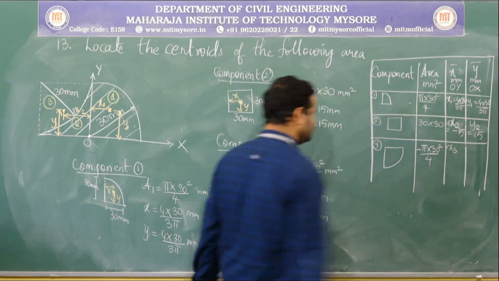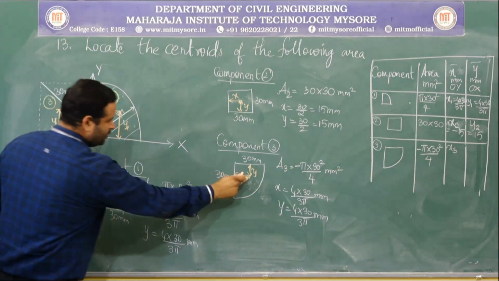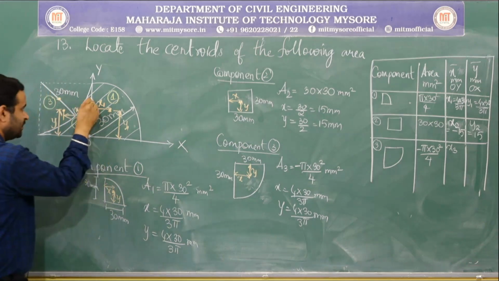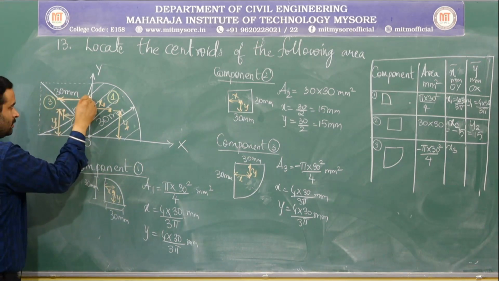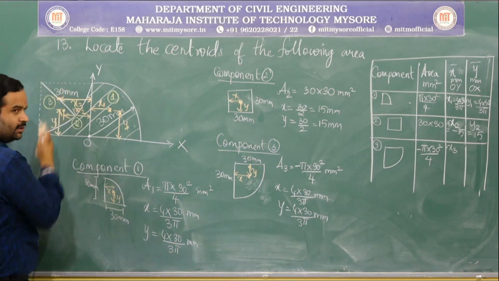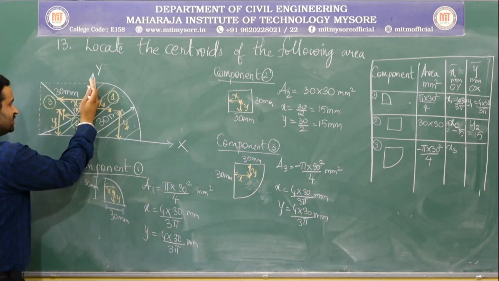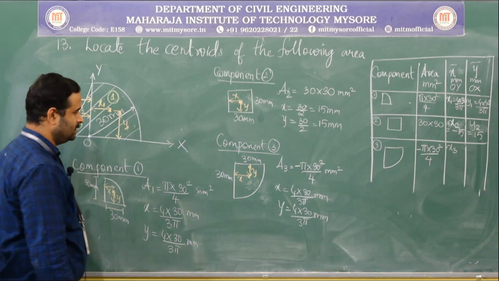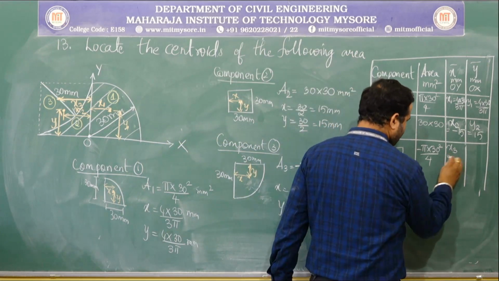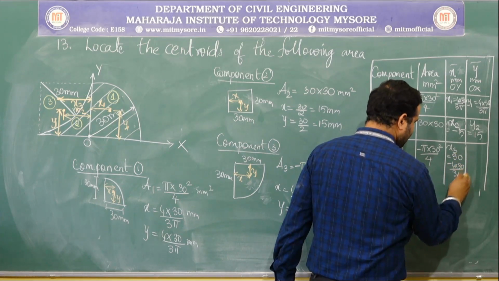Its x3 is equal to, see, we tried to locate the centroid of this individual component at some point here, but it has to be measured with respect to this axis, which is called x3. We tried to locate it from this end, that is from this end it was equal to 4r by 3 pi, but we need to measure with respect to this end, that is OY axis, that will be equal to 30 minus 4r by 3 pi, equal to 30 minus 4 into 30 by 3 pi.